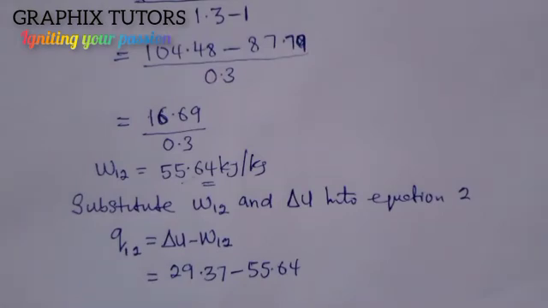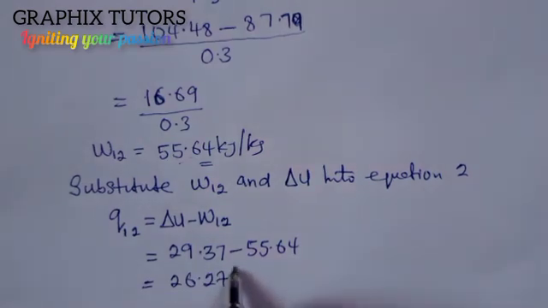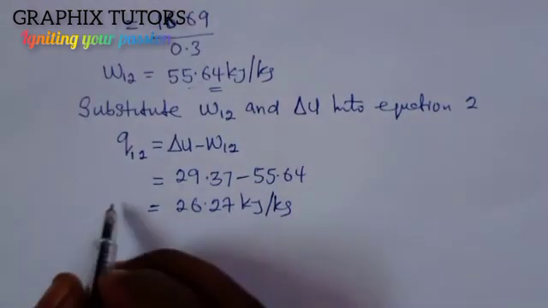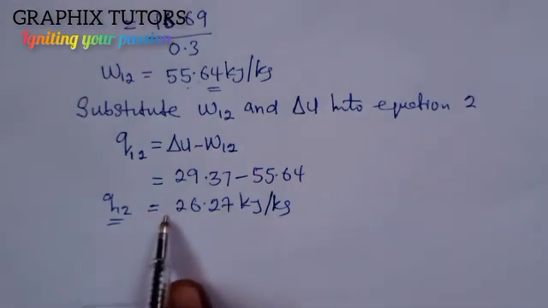So moving forward, if you subtract this, Q12 will give us 29.37 minus 55.64, which is negative 26.27 kilojoule per kilogram. The value is in kilojoule per kilogram. This is our answer for Q12 in kilojoule per kilogram, because it's per unit mass, which is an intensive property.